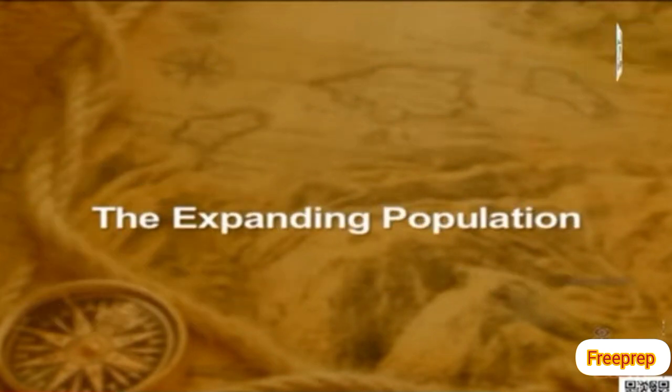The expanding population. We can see a distinctive pyramid. It is a triangular pyramid with a wide base. It is typical of developing countries. It displays a high birth rate and a high death rate as well.